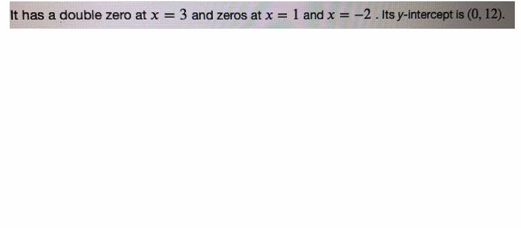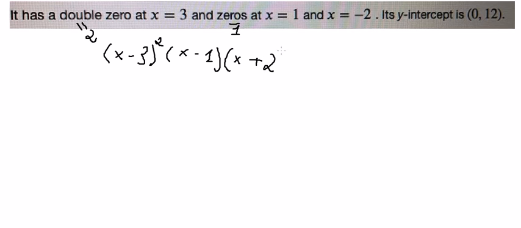It has a double zero in here. Double zero, that should be like (x - 3)^2, because double, that should be 2. And this one you got about 1. So we have x equal to 1 and x equal to negative 2. So that should be (x - 1) and (x + 2). That's the first step. And the last one, y-intercept.